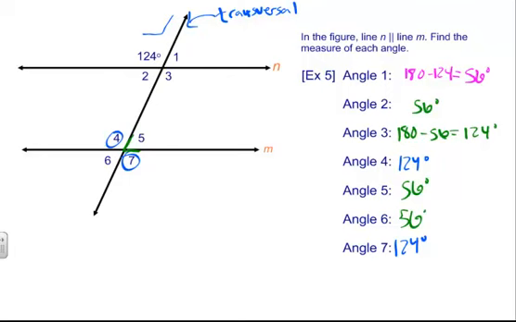Okay? We're going to go over this a little more in class. But make sure you drew all those things and wrote down the definitions. Great job.